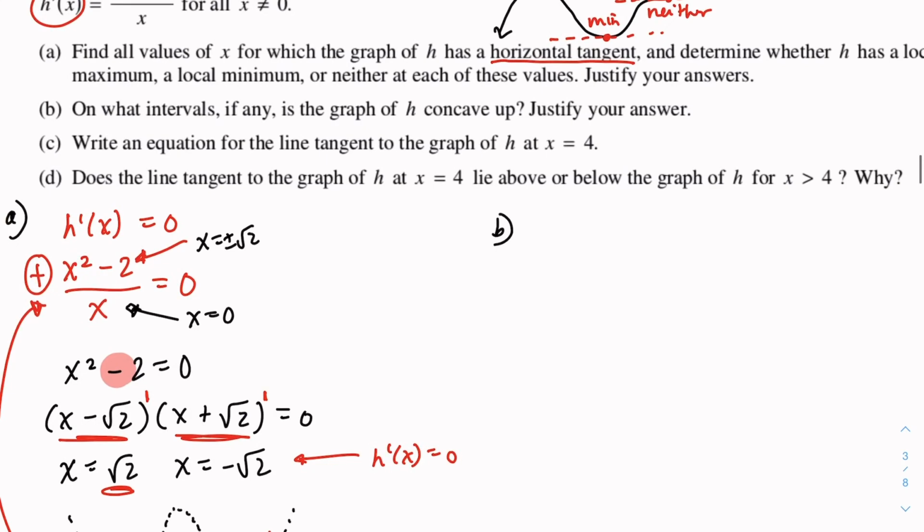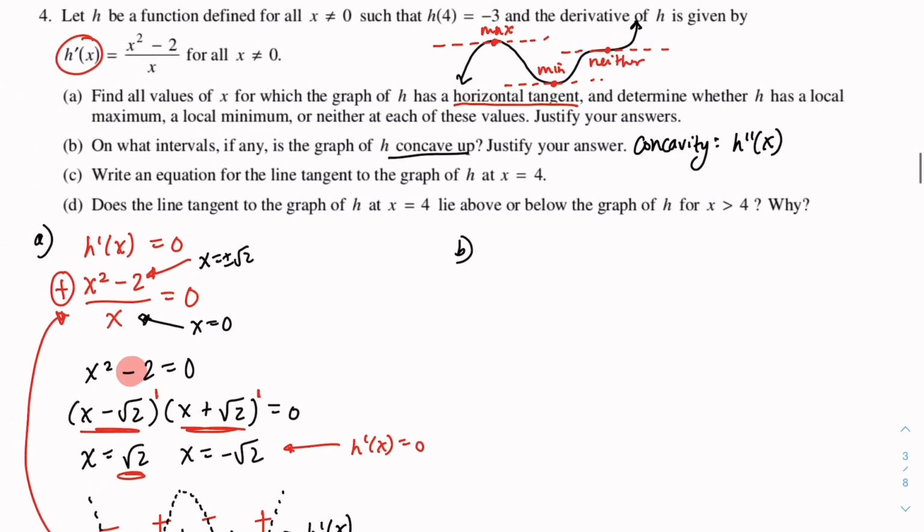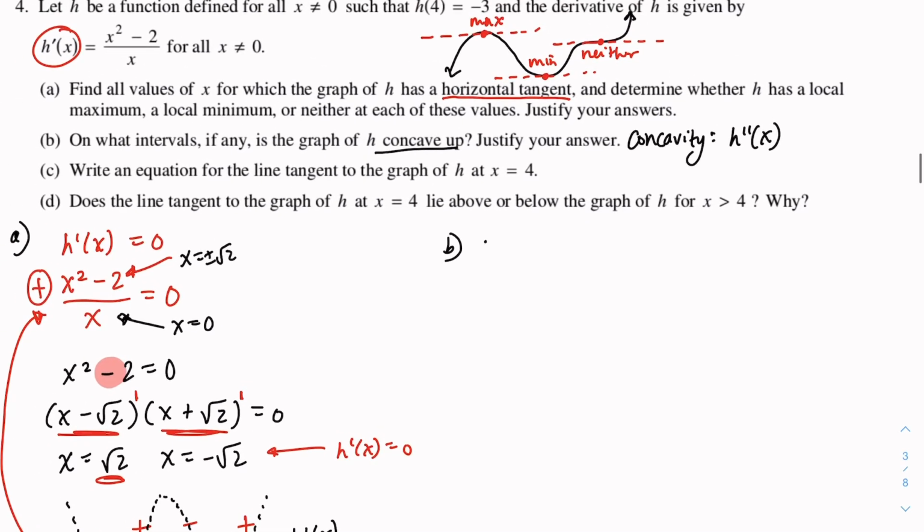Part B says, on what intervals, if any, is the graph of h concave up? So first thing to note is, anytime we're dealing with concavity, we need to use the second derivative. So let's jump right in. I'll find the second derivative of h, meaning I need to take the derivative once on the right here, and that's as easy as using the quotient rule. So let's do our quotient rule.